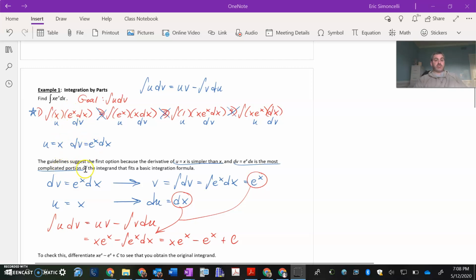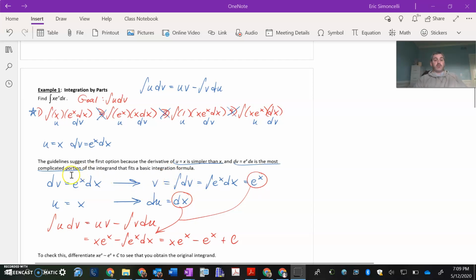The guidelines suggest the first option, because the derivative of u equals x is simpler than x, and dv equals e to the x dx is the most complicated portion of the integrand that fits a basic integration formula. So if dv is equal to e to the x dx, which is more complicated than the other portion, it is the most complicated portion of the integrand. We can go through integrating both sides, as you see here in the next step.